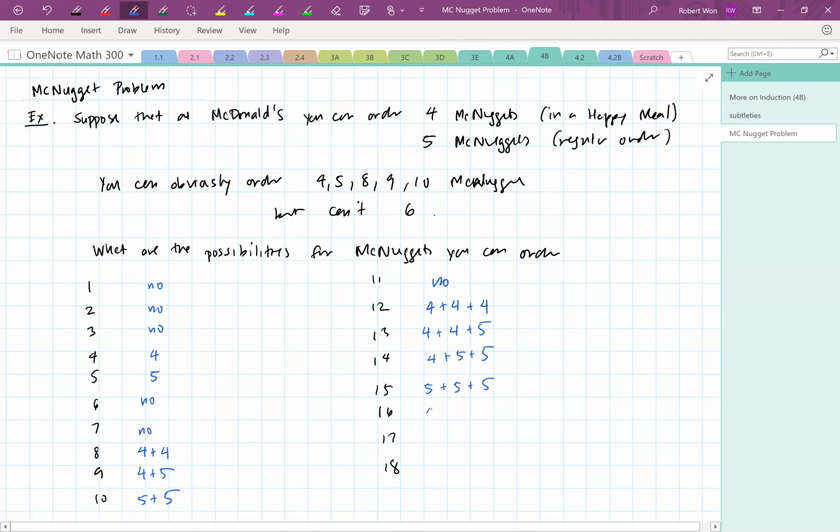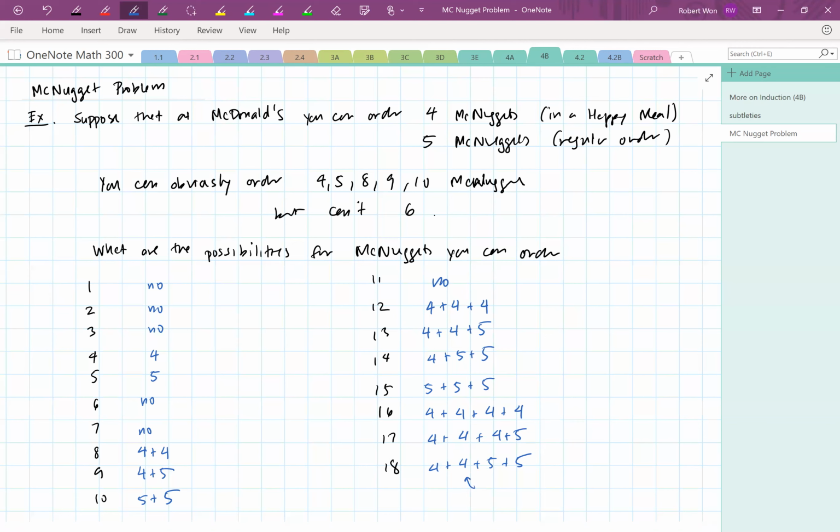Then you can get 16 as 4 plus 4 plus 4 plus 4, 17 as 4 plus 4 plus 4 plus 5, 18 as 4 plus 4 plus 5 plus 5. And then it seems like you can always continue this forever. Because if you ever have a 4 in your sum, you can get the next highest number by replacing that with a 5. So I can get 19 just by replacing a 4 with a 5. I can get 20 by replacing another one with a 5.